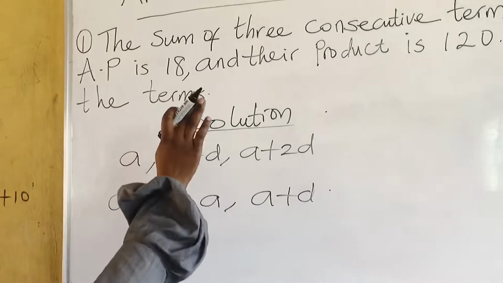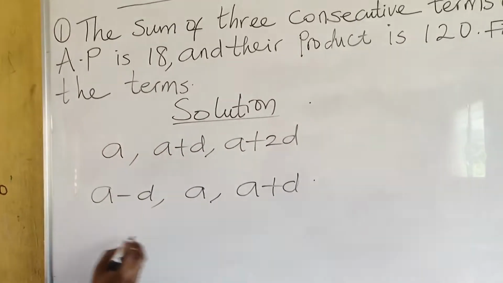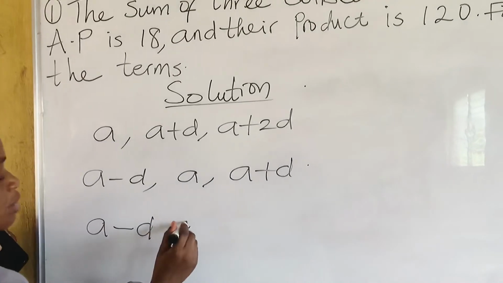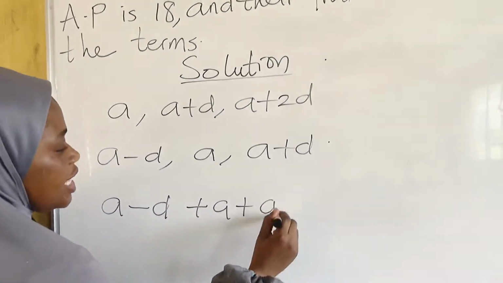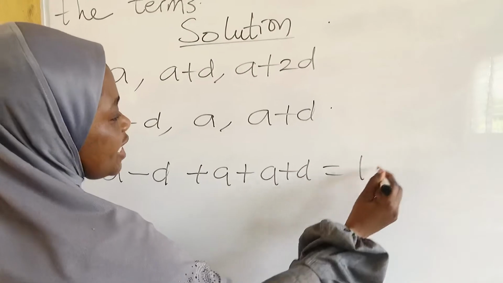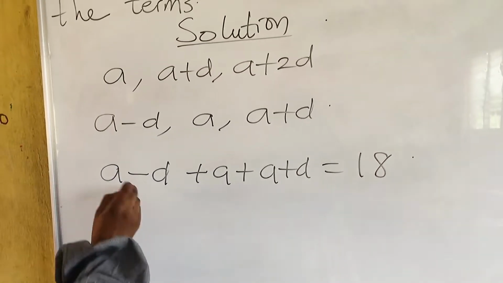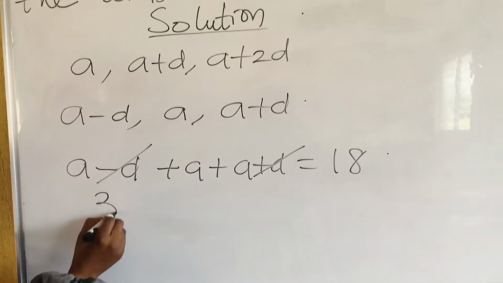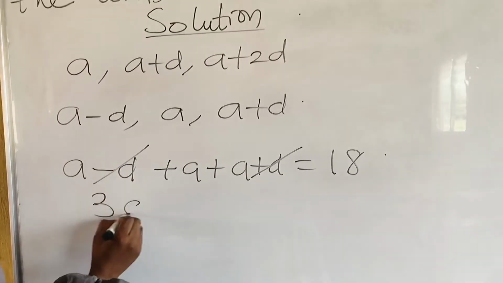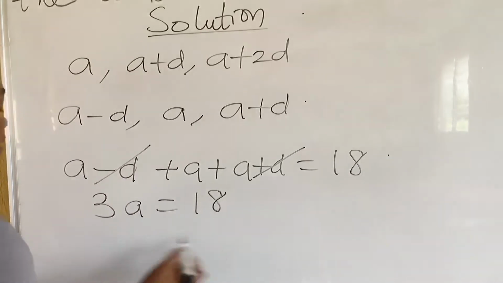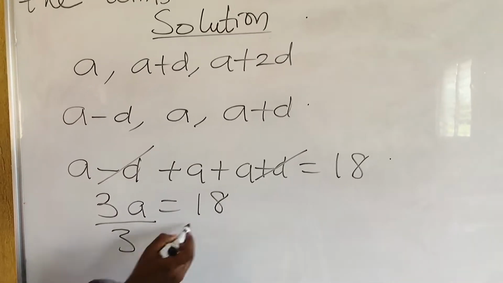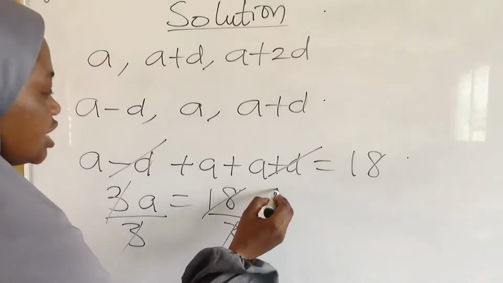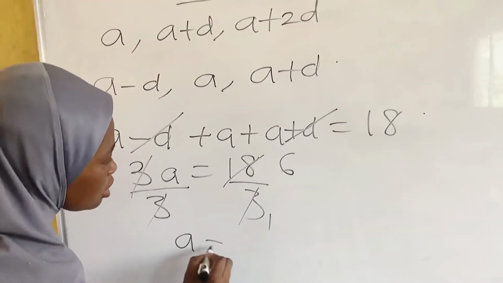The sum of three consecutive terms of an AP is 18, so we need to add all these together. A minus D plus A plus A plus D is equal to 18. Now from here, negative D cancels positive D, so we are left with A plus A plus A, 3A is equal to 18. Divide both sides by 3. 3 into 18 is 6. So A is equal to 6.